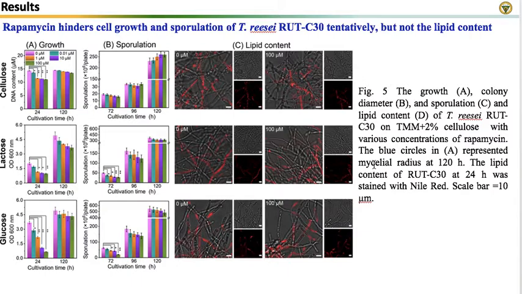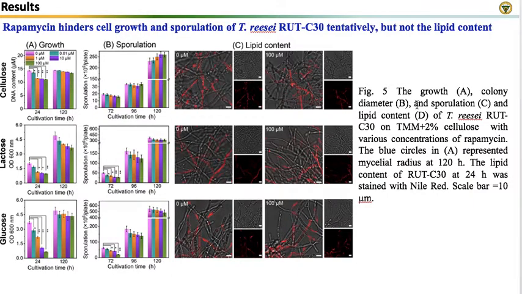Next, we found rapamycin hinders cell growth and sporulation temporarily, but not the lipid content. We can see the cell growth of Trichoderma on cellulose, lactose or glucose at 24 hours was retarded notably with the treatment of rapamycin at a concentration no less than 1 micromolar. But the cell growth impairment was rescued completely at a later stage under cellulose or glucose conditions, but not under lactose condition. Meanwhile, the spore amount of Trichoderma growing on cellulose, lactose, or glucose was also reduced at 24 hours, which was recovered at 180 hours with no significant change, even at high concentration.